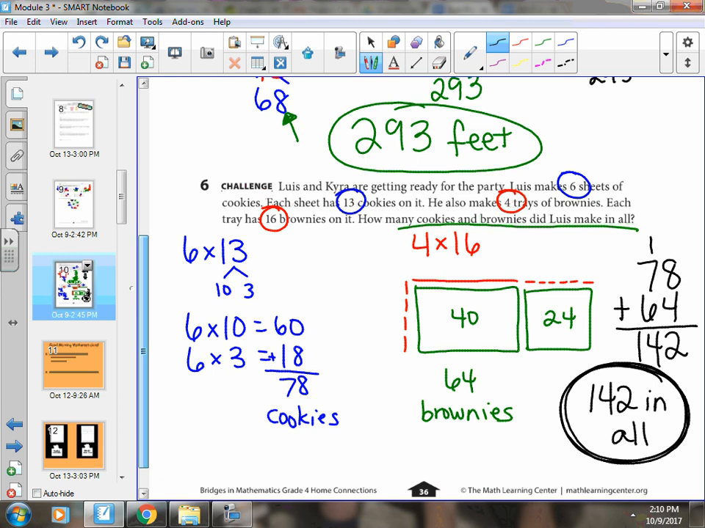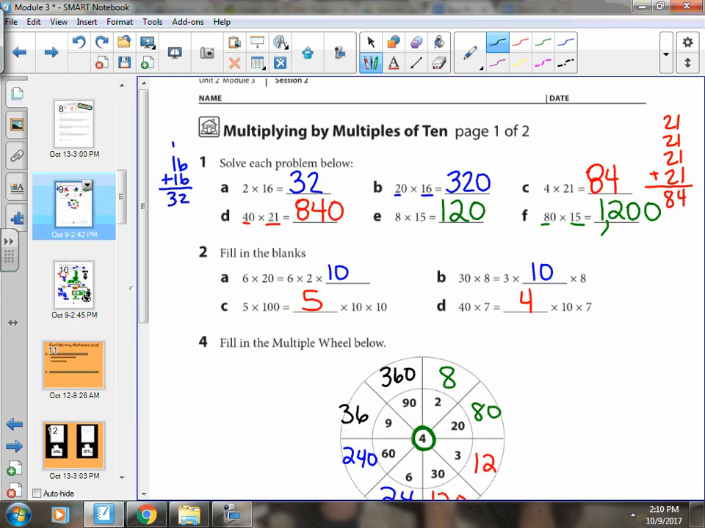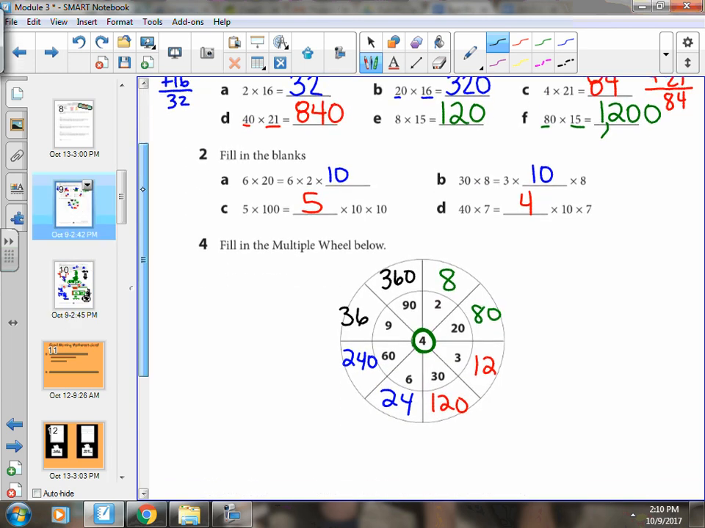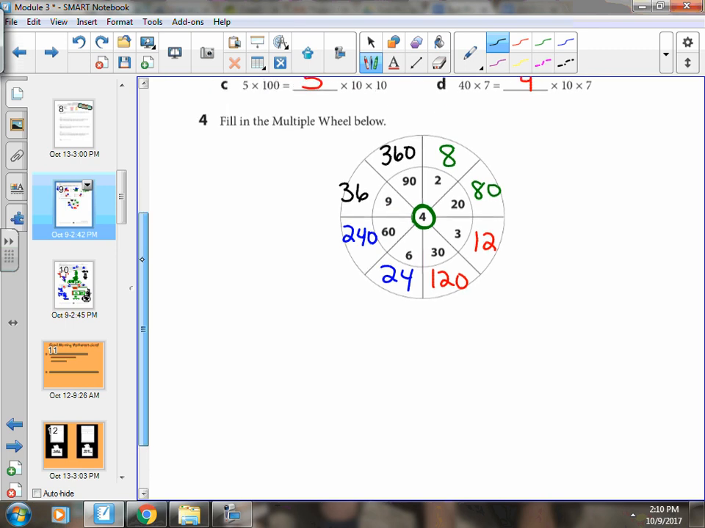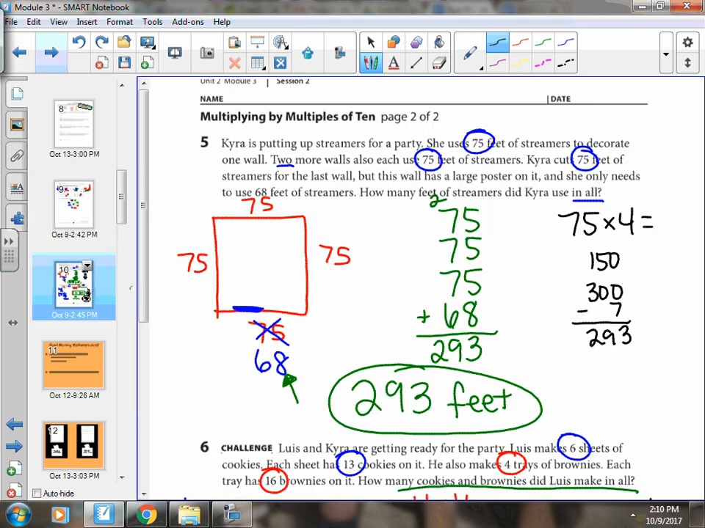All right, here are the answers for home connections. 35, and 36.